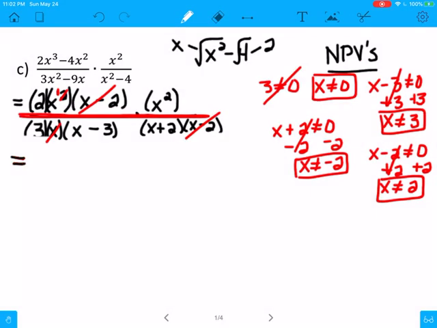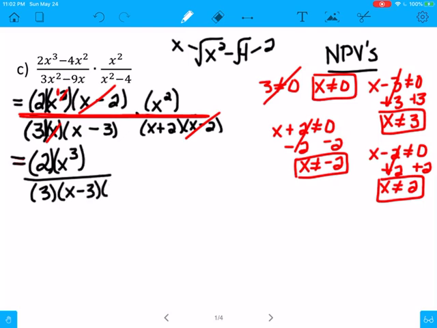So I have 2. And then x1 times x squared is x to the 3 because you add the exponents. So I have a 2 and an x3 over 3, x minus 3, x plus 2.